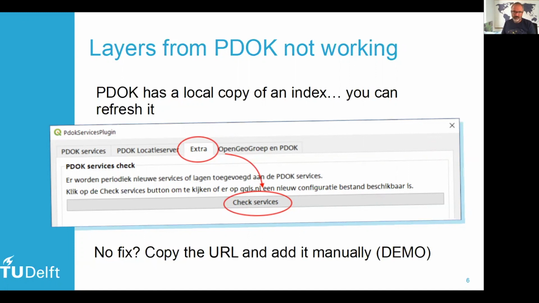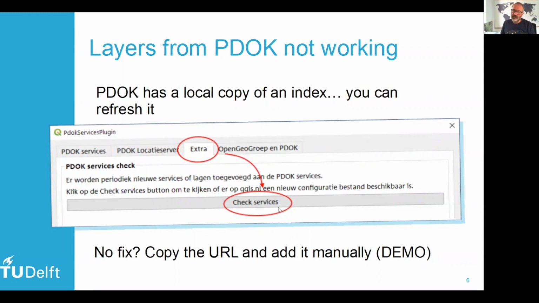So if you have a look at the services plugin, normally you're looking at this tab, but there's also this tab, the extra tab, and it says check services. And if you click that one, then they might come up with a newer index. And that solves, I think, 80 or 90% of the issues with layers from PDOK that are not working. So if you encounter something like that, just check services.